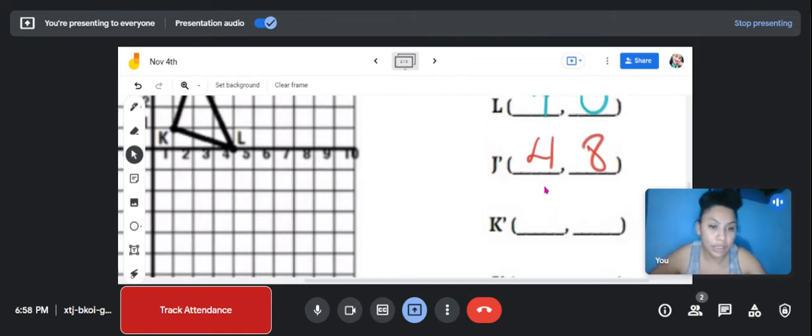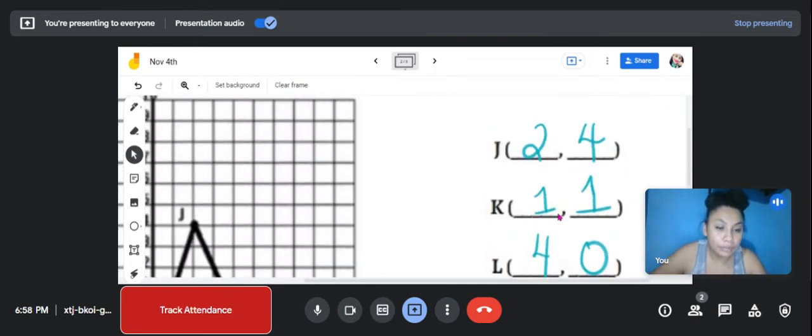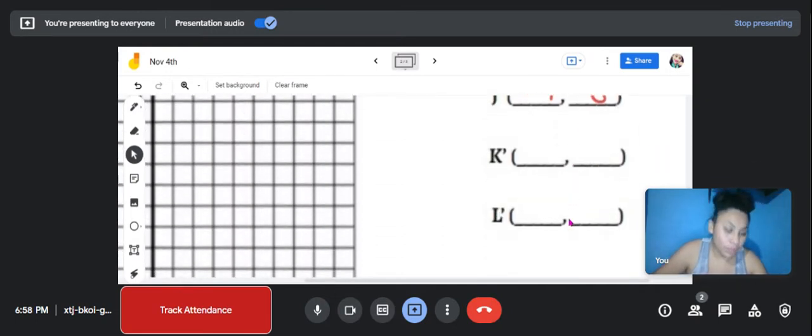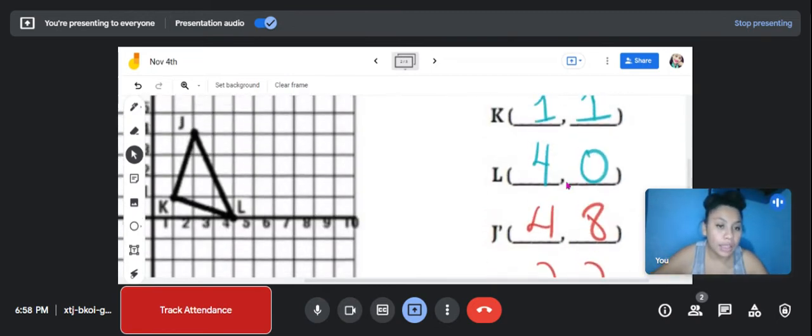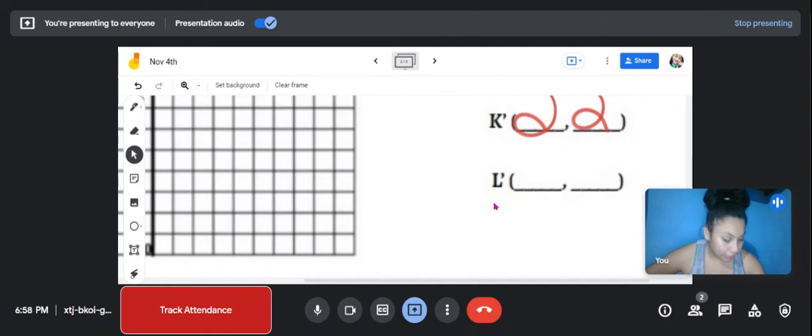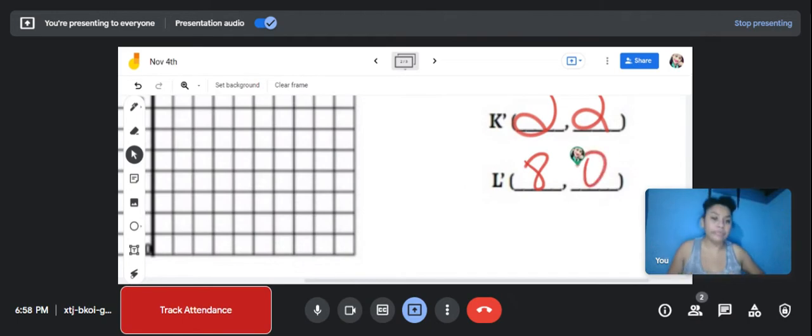If I take a look at K now, K is 1, 1. And if I times 1 by 2, I get 2. 1 times 2 is 2. So I'm just going to write it here, 2, 2. And then 4 times 2 gives me 8. And 0 times 2 gives me 0.